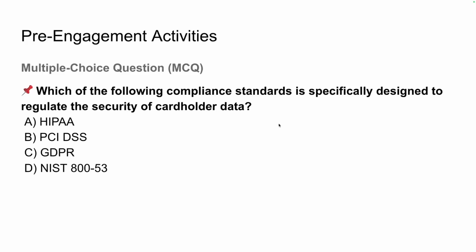Pre-engagement activities. Question number 1, multiple choice. Which of the following compliance standards is specifically designed to regulate the security of cardholder data? Keep in mind, cardholder data could be credit cards, debit cards, anything like that, right? HIPAA would be health insurance. General data protection is a European standard that has to do with general data protection. NIST 853 has to do with government entities, right? PCI is the payment card industry standard. So that would be the answer here, PCI DSS.